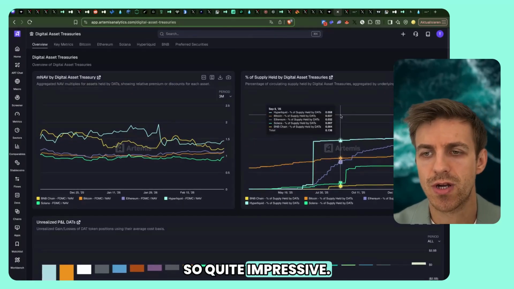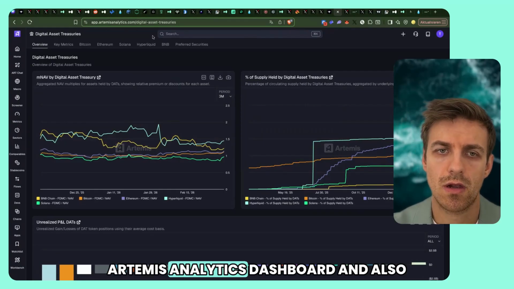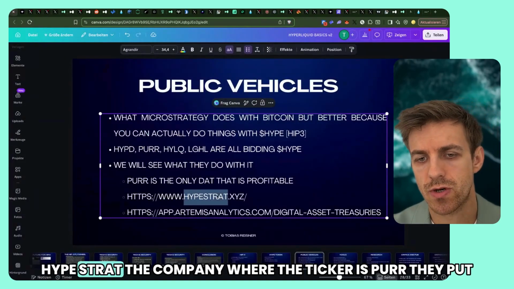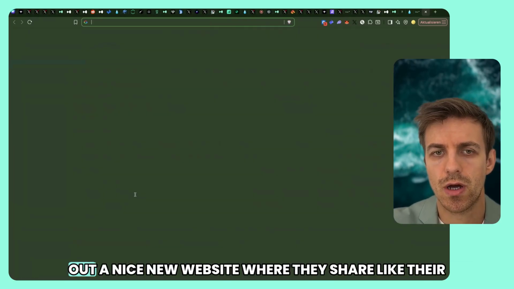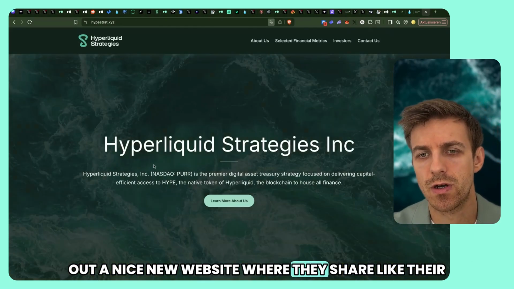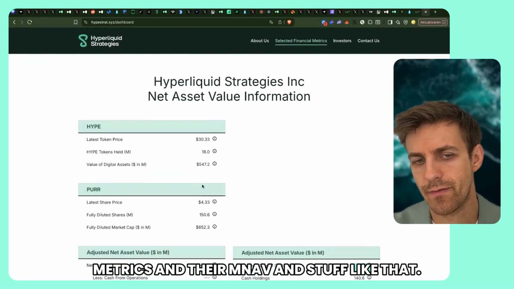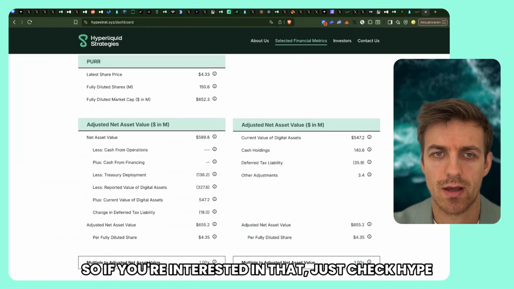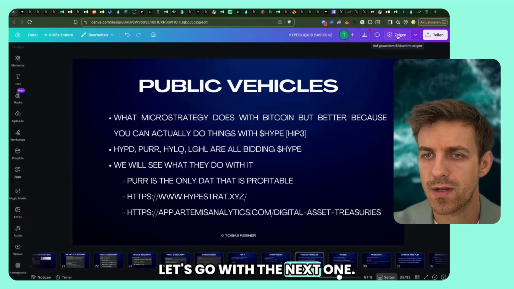So quite impressive. If you want to check more data, you can check this Artemis Analytics dashboard, and also HypeStrat, the company where the ticker is Purr. They put out a nice new website where they share their metrics and their MNAV and stuff like that. So if you're interested in that, just check hypestrat.xyz. Let's go with the next one.